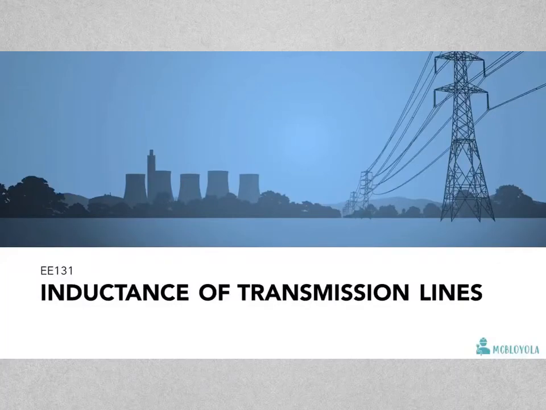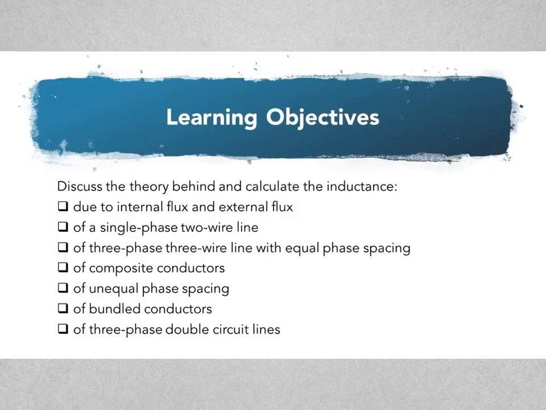Inductance of transmission lines. Here we will discuss the theory behind and later on show some calculations of the inductance due to internal flux and external flux of a single phase 2-wire line, of a 3-phase 3-wire line with equal phase spacing, of composite conductors. The best example is a stranded conductor. Of unequal phase spacing, that is 3-phase 3-wire line, okay? And then of bundled conductors, and lastly of 3-phase double circuit lines.